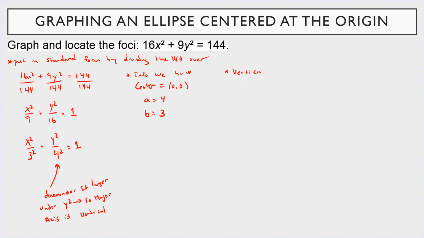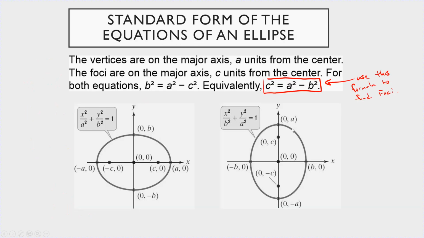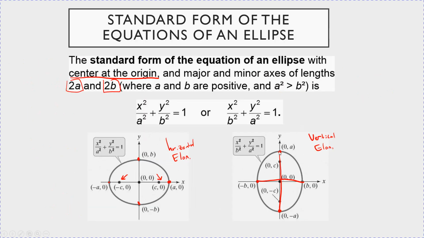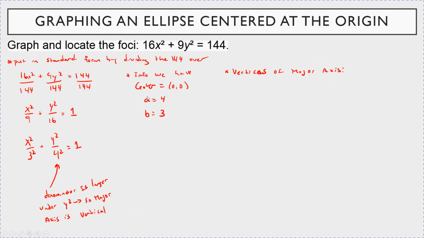So let's find the vertices of the major axis. Look what it is, this is important. It's 0, comma a and 0, comma negative a. Well, I have a. So it's 0, comma negative a and 0, comma a. So I have one at 0, comma negative 4, and I have another one at 0, comma 4.